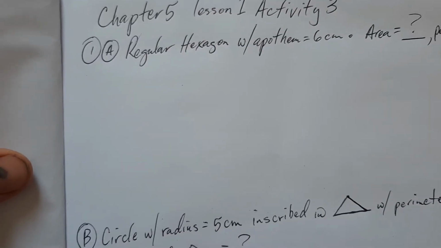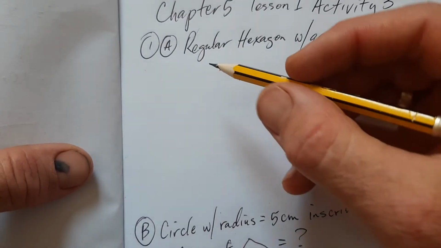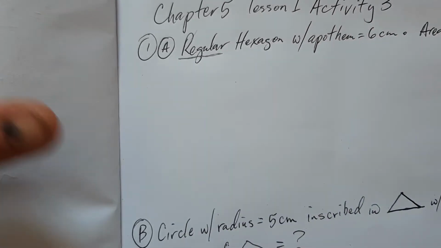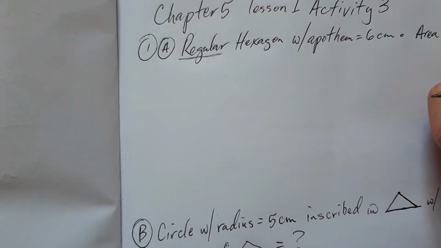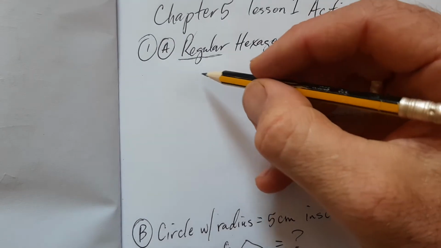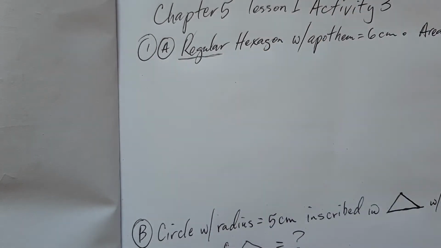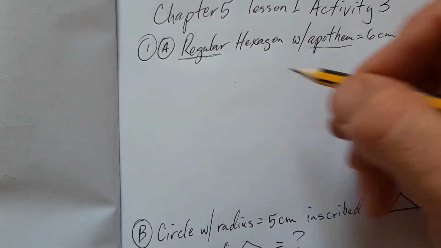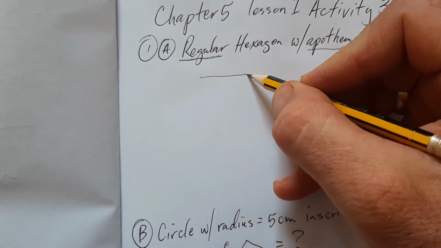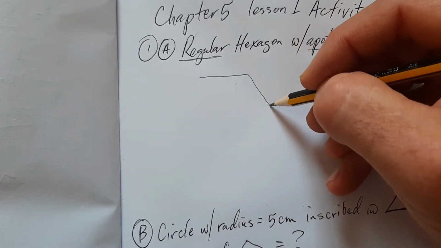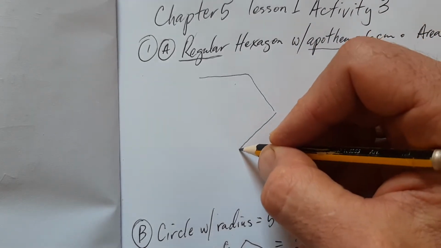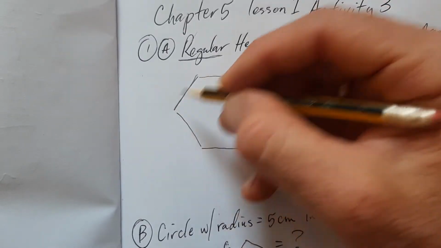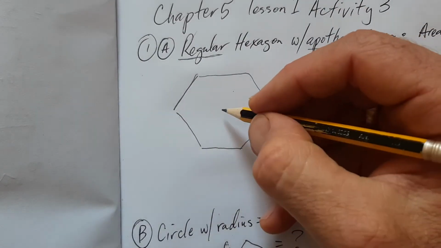Okay, here we go. Regular hexagon. So what does regular mean? Regular means every side and every angle is the same, right? It looks like a perfect hexagon with apothem 6 centimeters. And what is the apothem? So you can sketch it. A hexagon looks like a little piece of honeycomb. Okay, and the apothem is from the center.